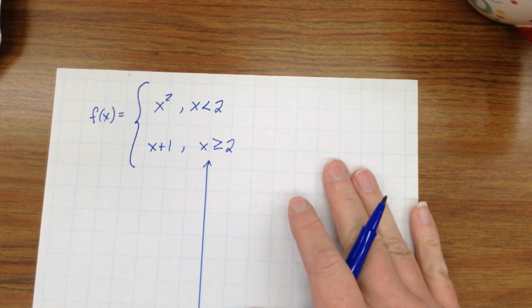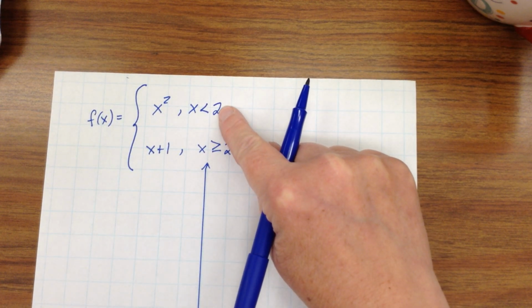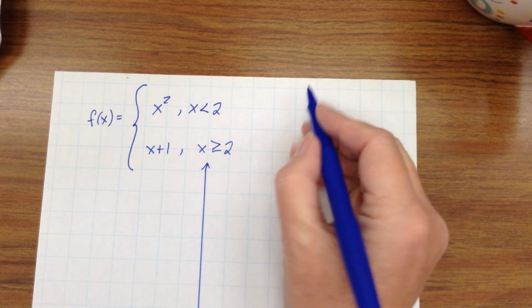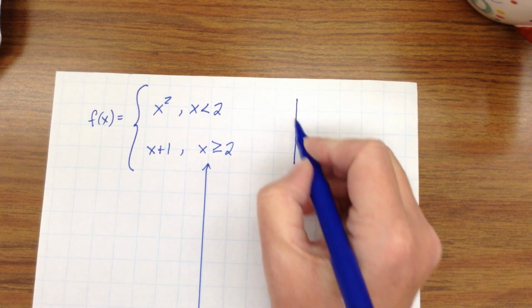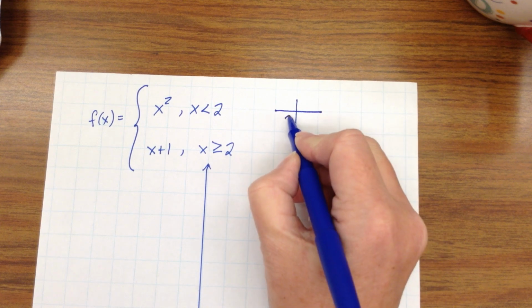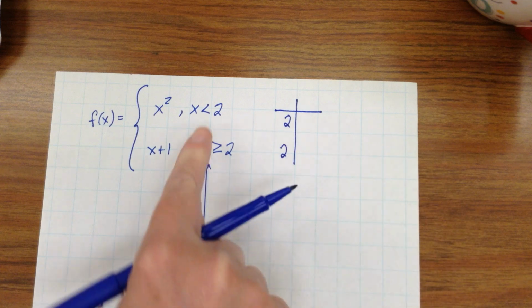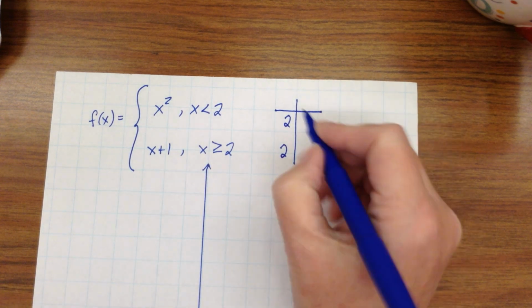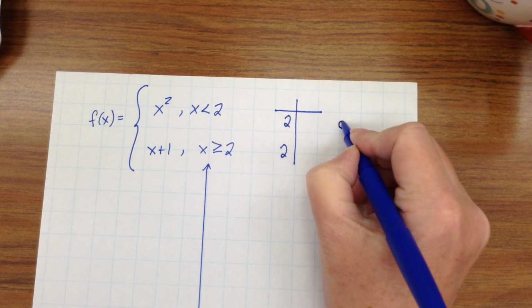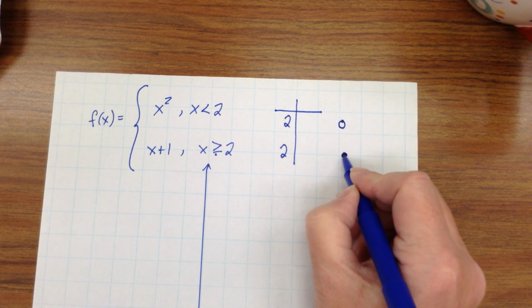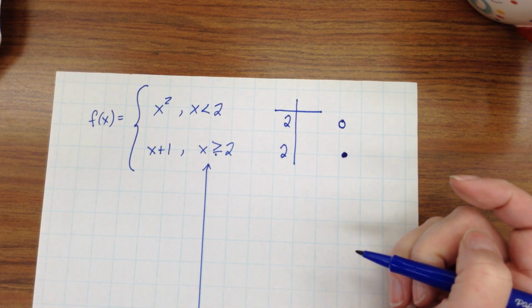Now, we've done this before. We can get really close to 2 here, and we're actually equal to 2 here. I like to do a little teeny tiny XY table. Here we get close to 2, so we'll use an open circle. Here we're actually equal to 2, so we'll use a solid dot. That will help us with our graphing.